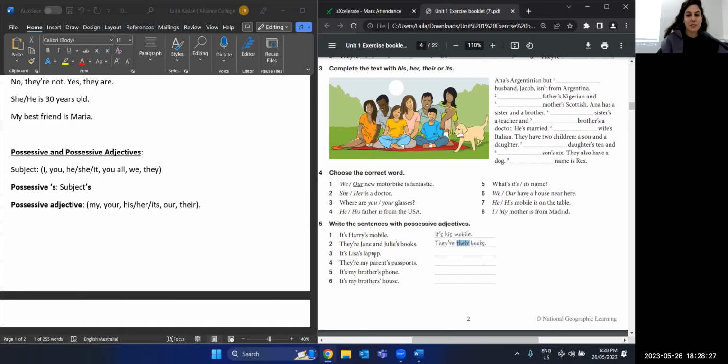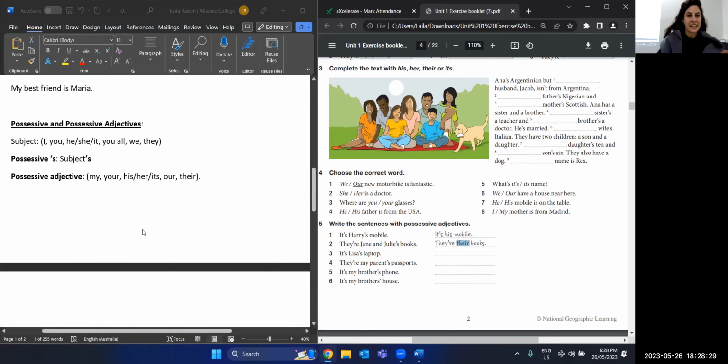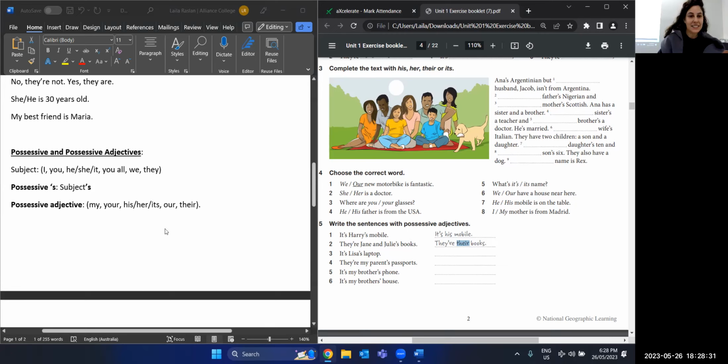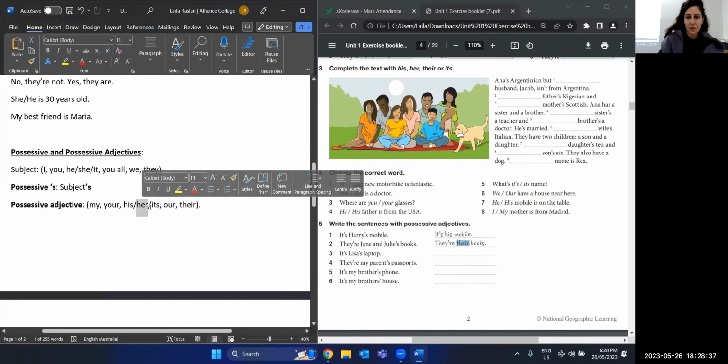It's Lisa's laptop becomes it's her. Yeah. So I'm going to point here. It's her. It's her laptop. She owns it. It's hers. It's her laptop. They're my parents' passport.